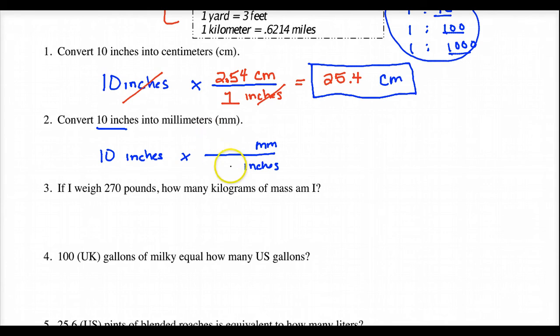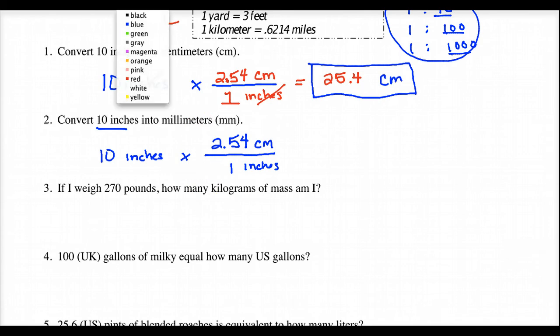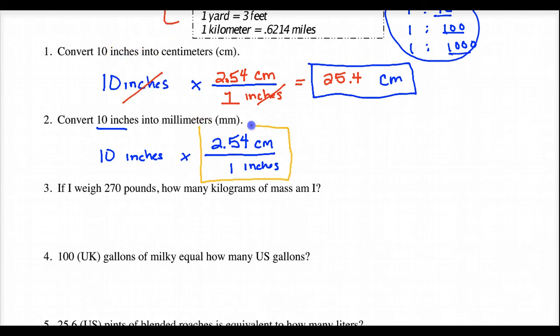So for every 1 inch, there's 2.54 centimeters. I got to get rid of this millimeter because I don't have that yet. I have centimeters. This is my converting factor, this box right here. So this I got from the box above. You don't have to know that. That'll be given to you. Look what it does. Inches go bye-bye, and I'm left with centimeters.